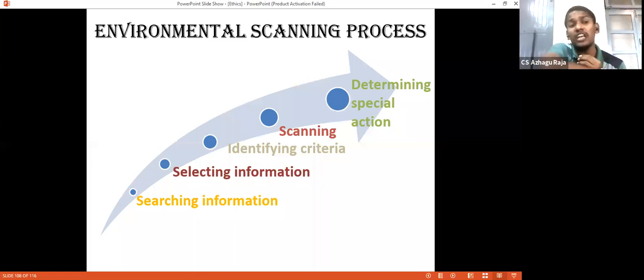Searching is in a very broader sense, that you are searching anything and everything, and selecting which are relevant, right? Identifying after searching, you select which are relevant, which are irrelevant. You leave the irrelevant information. From the relevant information, you identify which are relevant to your organization alone, right? And then you scan. After identifying, you scan which are internal, which are external, which are the threats, opportunities, strengths and weaknesses that you see. That is what scanning is.